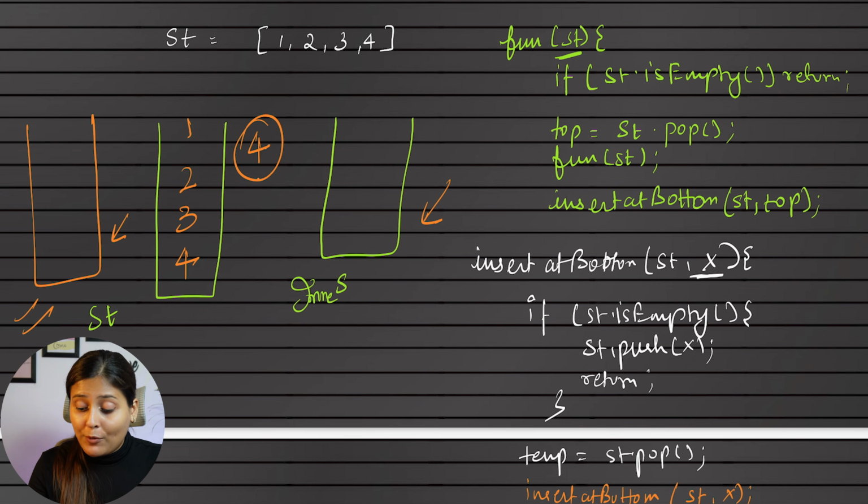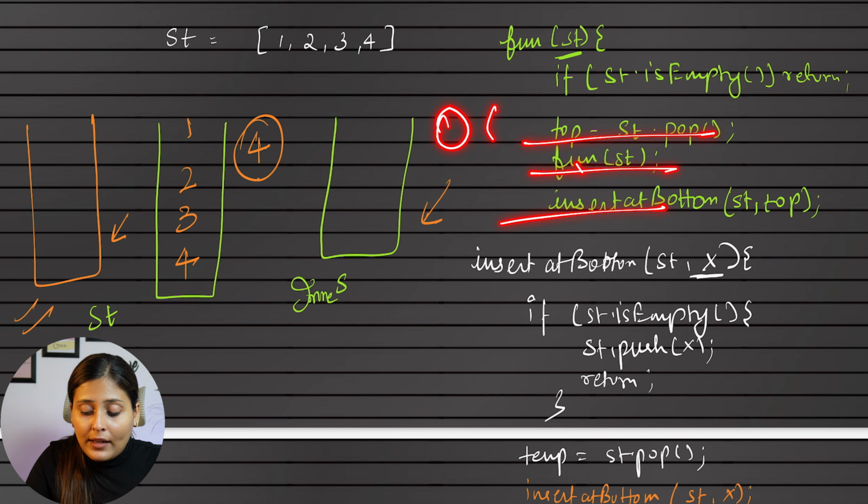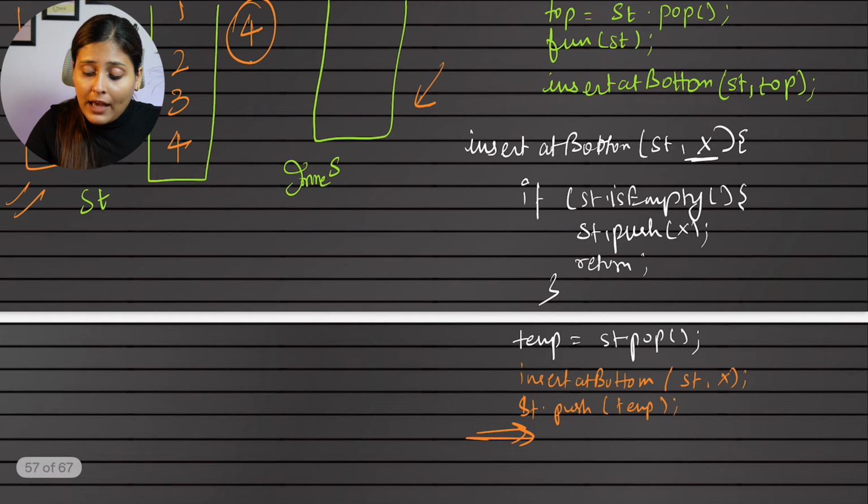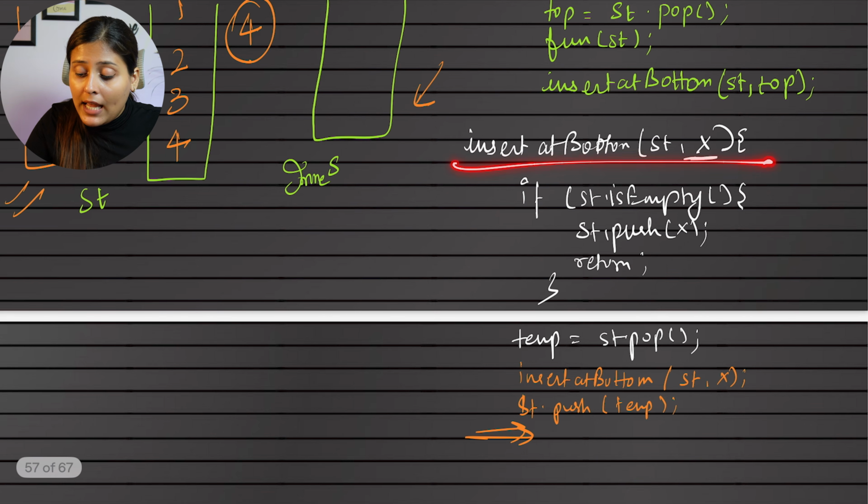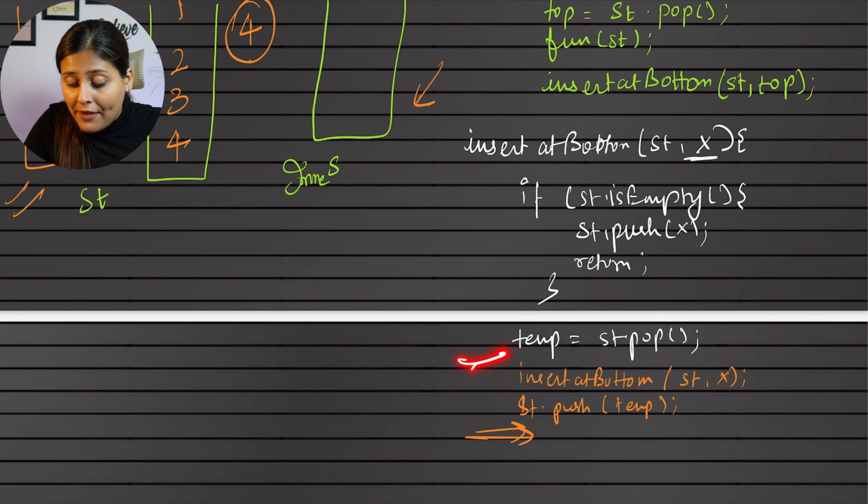And if you talk about time complexity, definitely for every number, correct? First we have popped, so O of n, and also here in the nested call we have called the insert at bottom function, and to make it reverse we are popping everything and then at the end we are pushing, right?